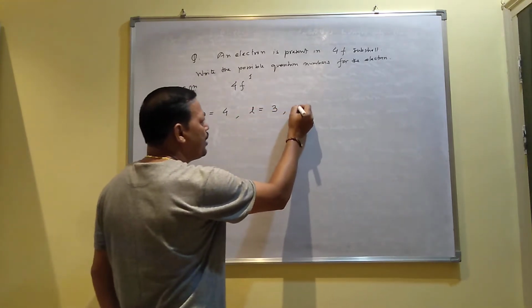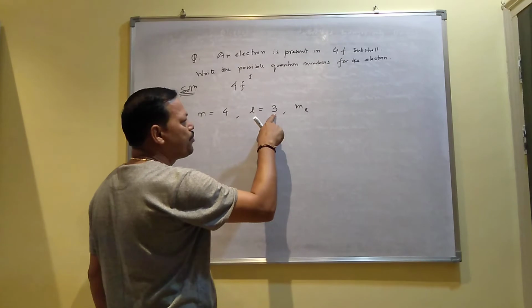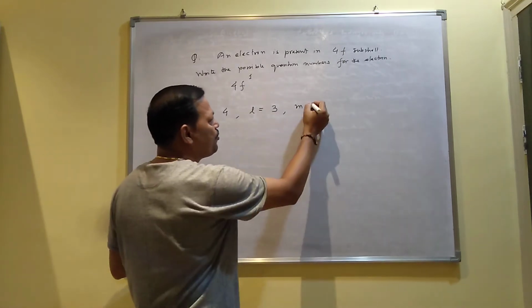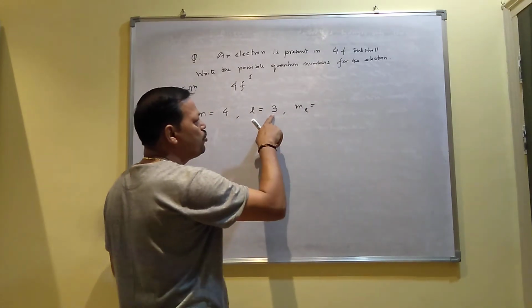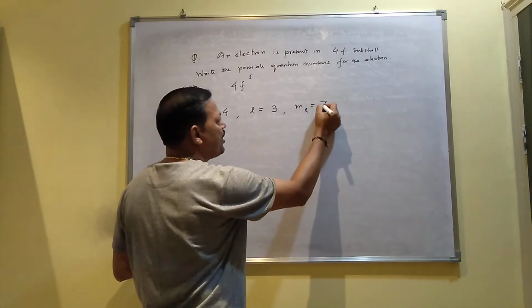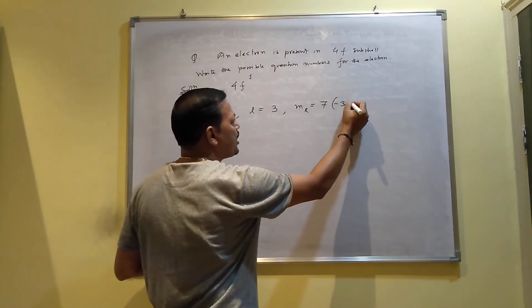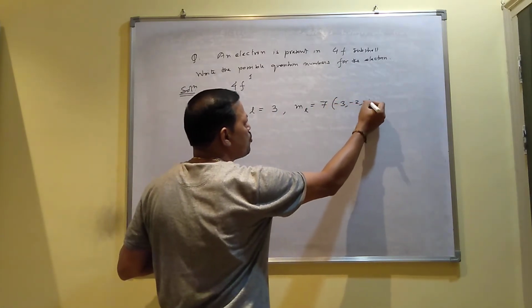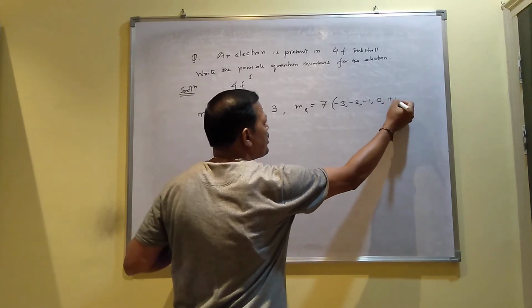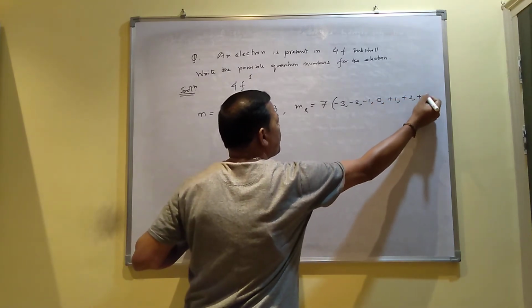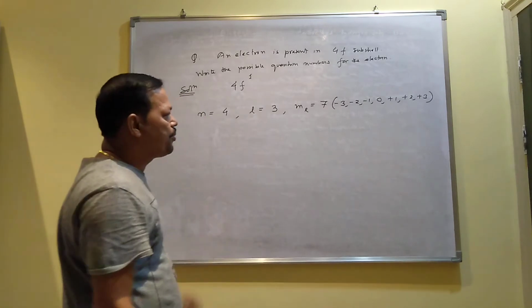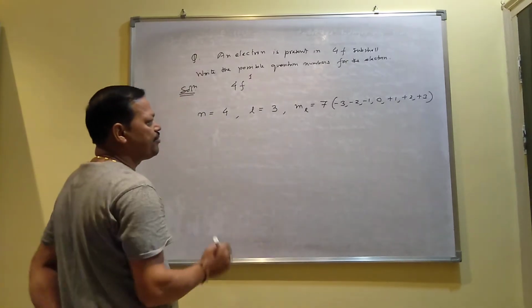Now what is the ML value? You know ML is determined from L. There is a formula 2L plus 1. So when you put 2L plus 1, you will get 7, and the values should be minus L to plus L: minus 3, minus 2, minus 1, 0, plus 1, plus 2, plus 3. So there are 7 orbitals inside f.